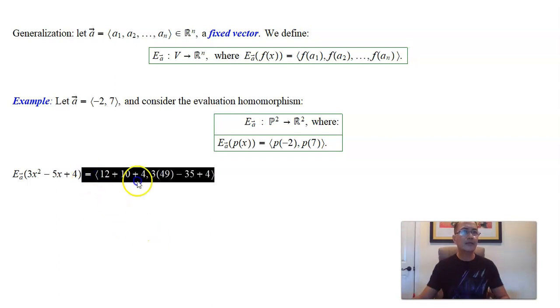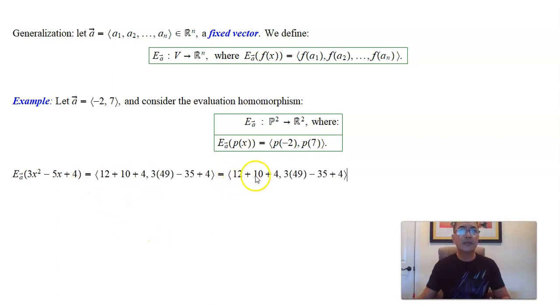Okay, so the first one is relatively easy. That's 22 plus 4, or 26. And the second one, 147 minus 35 is 112 plus 4. I believe that is 116.